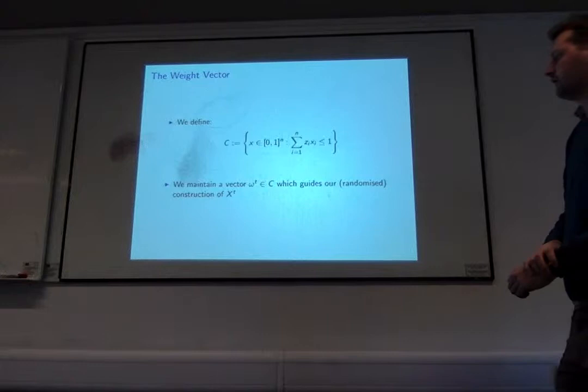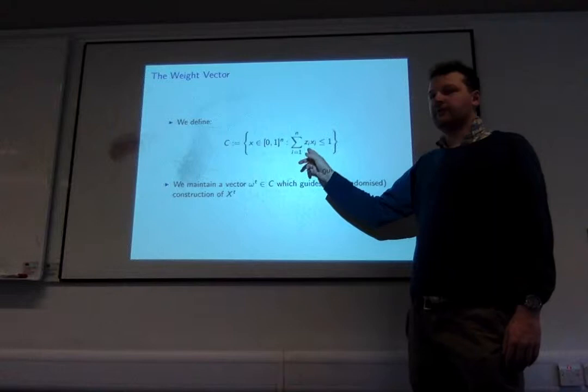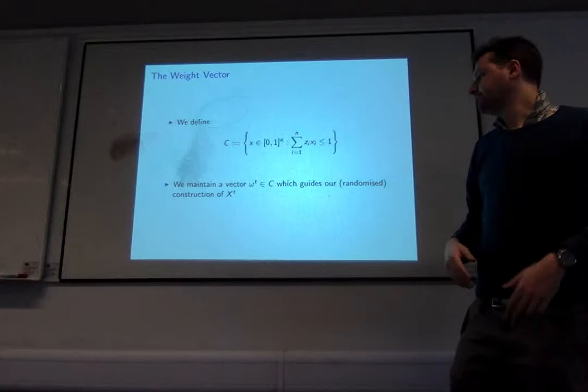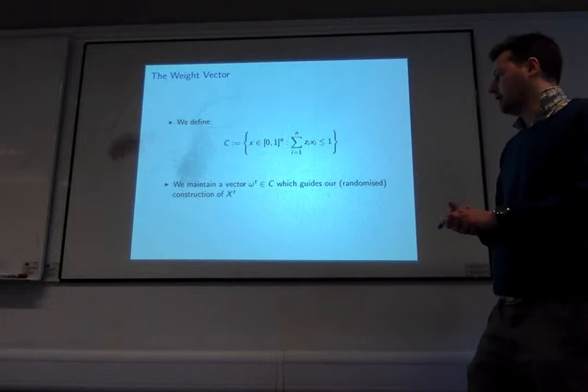That's a set of x in {0,1}^n, in the box, such that x dot z, remember z is the energies, a vector over the servers, where each server is a component of the vector, is less than or equal to 1. So this is our convex set that we're going to play our game in.